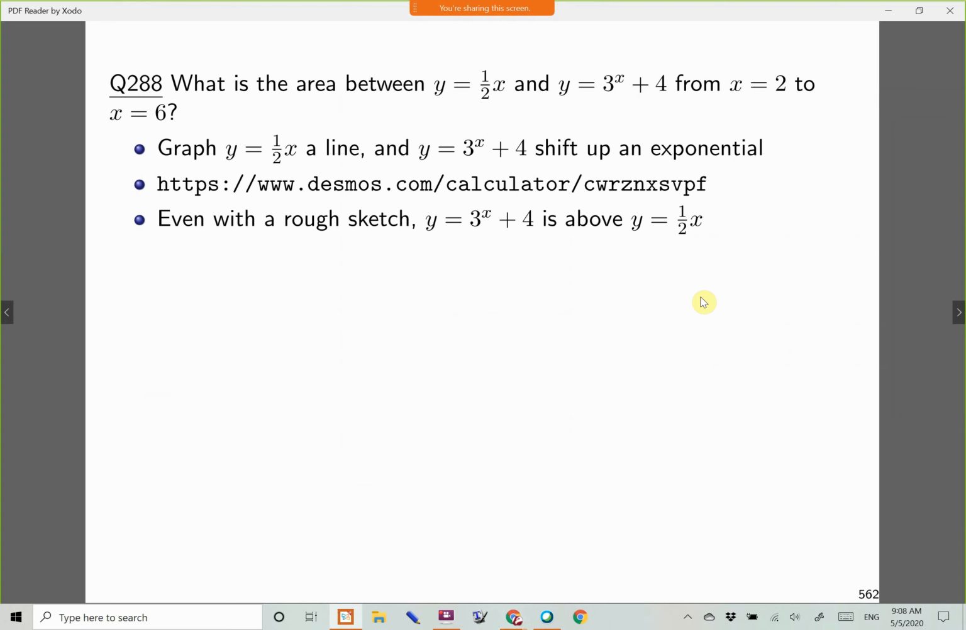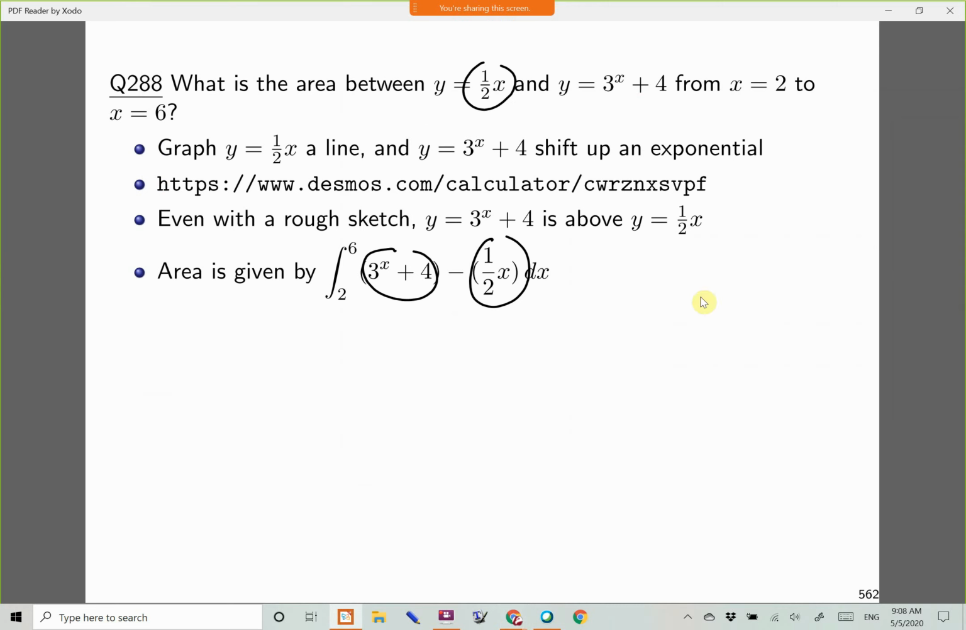So the point is, even with a very rough sketch, I want you to see this idea that the exponential function is the one that's above. And so if we set up an integral, it should be the upper function, the one that's above, minus the lower function. Minus the lower function being this very shallow sloped line of 1/2 x. And then we integrate this from, well, we were provided these x values in the question, x equals 2 to x equals 6. So there, and there.